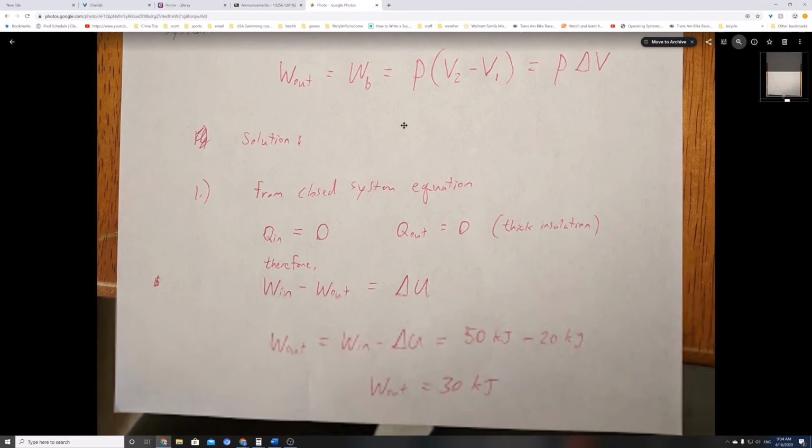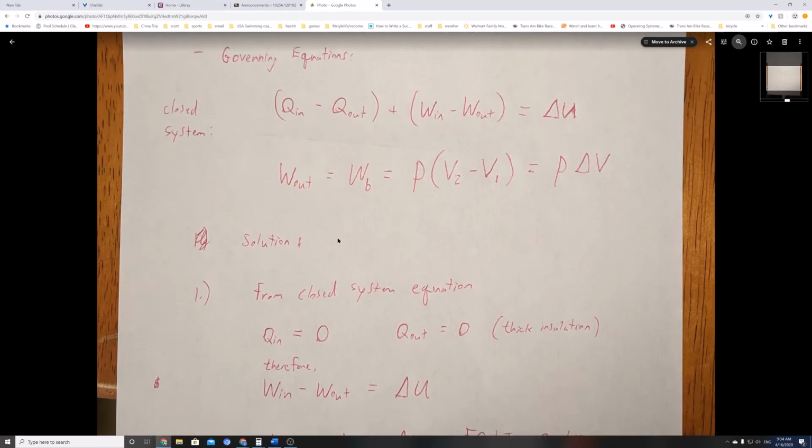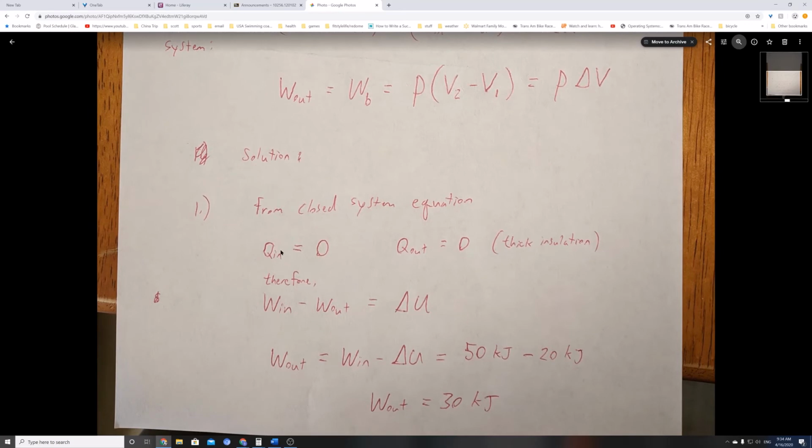So here's the solution that I took. I'm going to start with the closed system equation, that's this equation right here. And recognizing that there's no heat coming in and no heat going out, because we're following the idea that it's thick insulation, so any heat that's leaving is negligible.